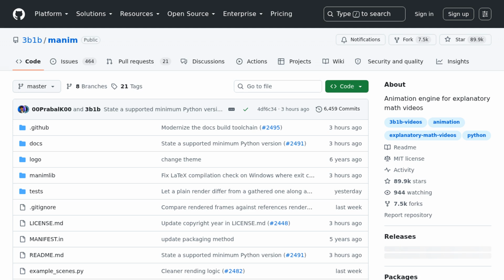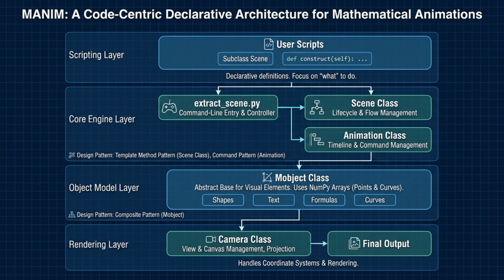The core problem manim solves is the immense difficulty of animating abstract concepts. Think about the alternatives. Traditional animation software is visually driven, but it often lacks the precision needed for mathematical accuracy. On the other hand, writing graphics code from scratch is just too complex for most educators and researchers. Most solutions were a difficult compromise between ease of use and precision.